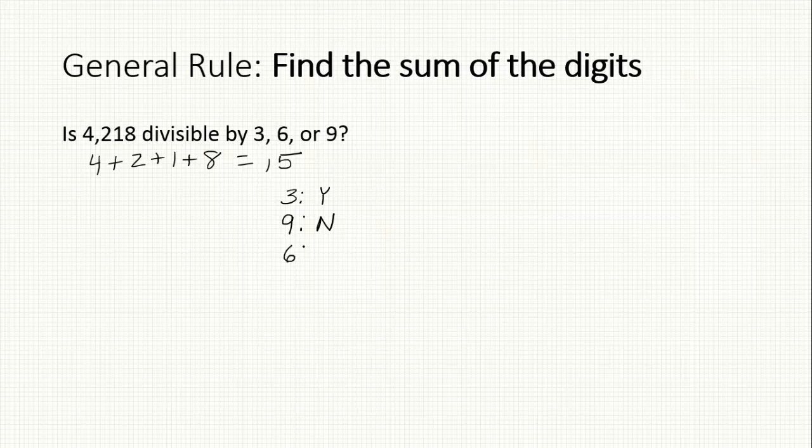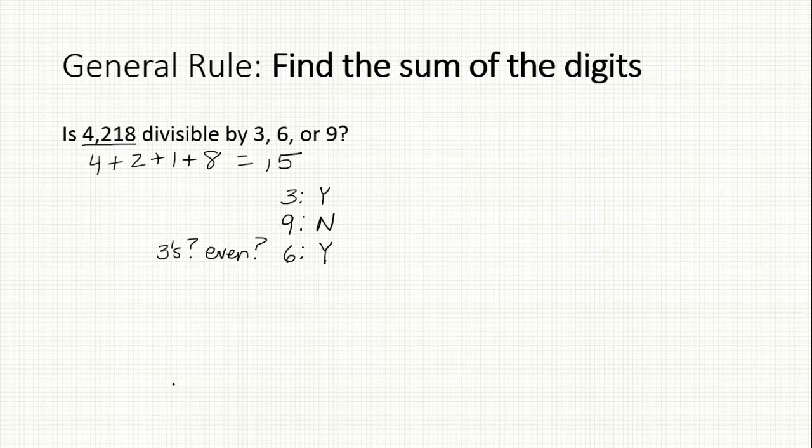Now for 6s, we use a combination of two things. We ask ourselves, is it divisible by 3? And is it even? And when I say is it even, I mean the original number, not the 15. So when you look at the original number, if it's even and it's a multiple of 3, all the even multiples of 3 are multiples of 6, so that's a yes.